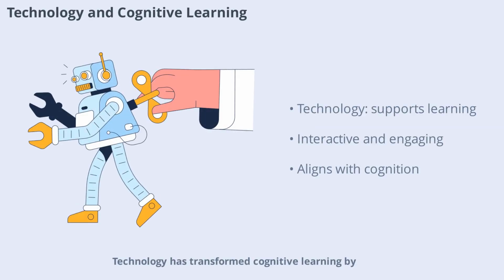Technology has transformed cognitive learning by providing new tools for information processing, storage, and retrieval. Digital resources, interactive apps, and online platforms support diverse learning styles and promote engagement. Cognitive theories guide the design of educational technology, ensuring it aligns with how the mind works. By integrating technology, educators can enhance learning experiences and support memory development.